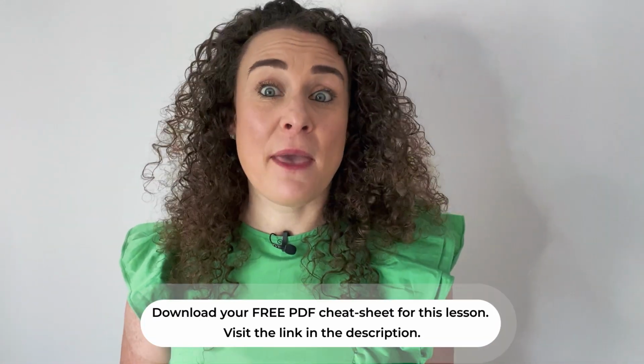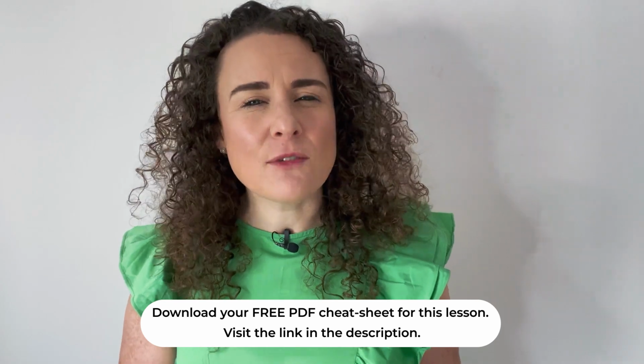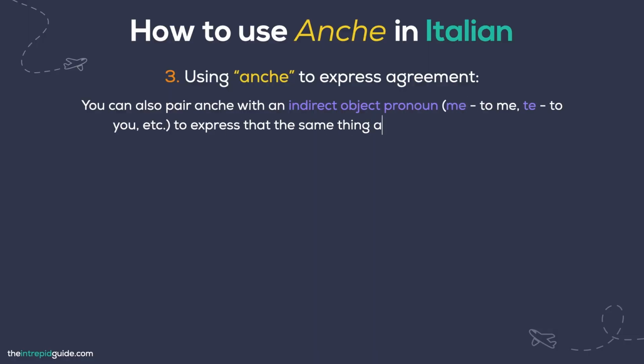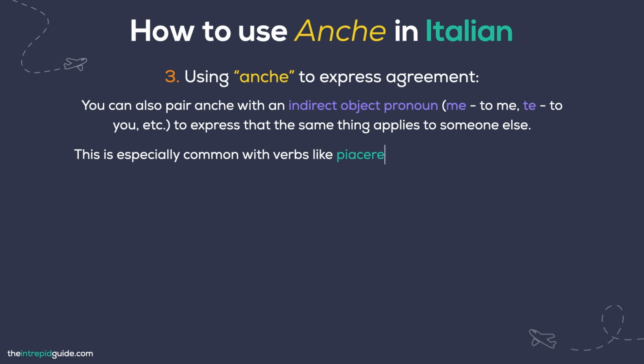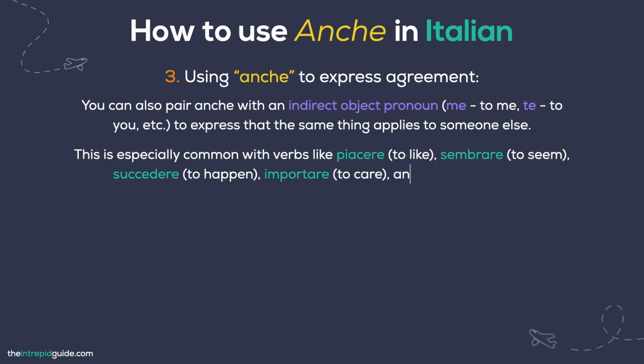Now, you can also pair anche with an indirect object pronoun, such as me, to me, te, to you, and so on, to express that the same thing applies to someone else. This is especially common with verbs like piacere, to like, sembrare, to seem, succedere, to happen, importare, to care, servire, to need.